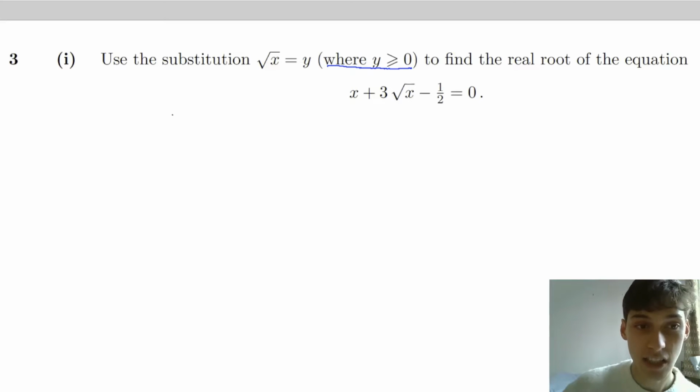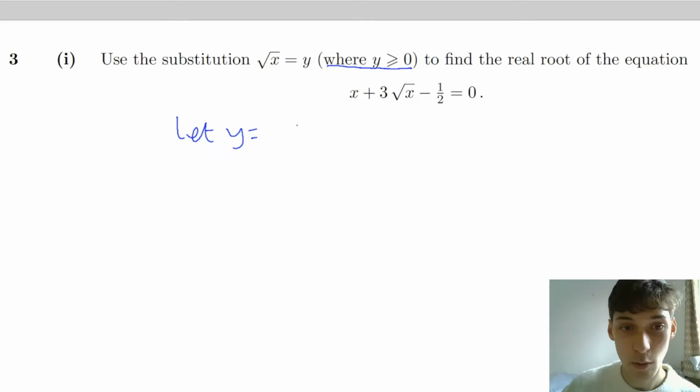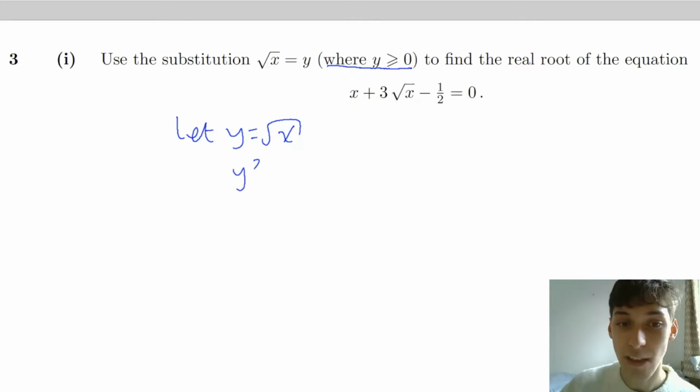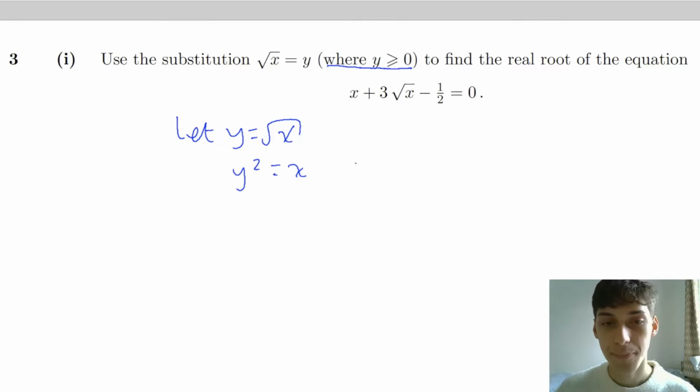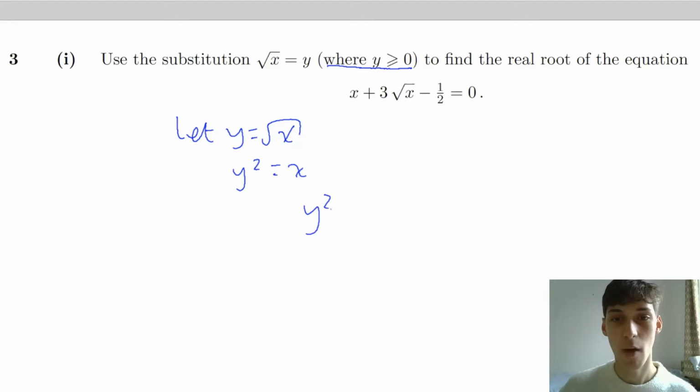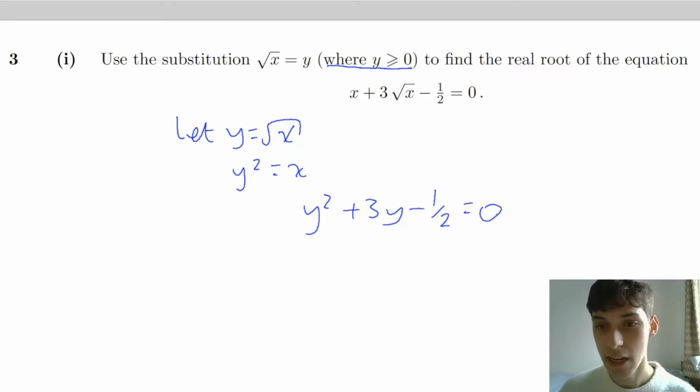And yeah, so let's just start by using this substitution it tells us to. So let's let y is equal to square root of x. And we are also replacing an x in the equation, so it might also help to say that y squared is equal to x, just by squaring both sides. You don't have to write this down. I just think it might make things a little bit clearer to keep us on track. And yeah, let's go ahead and just substitute these in. So we get y squared plus 3y minus a half is equal to 0.